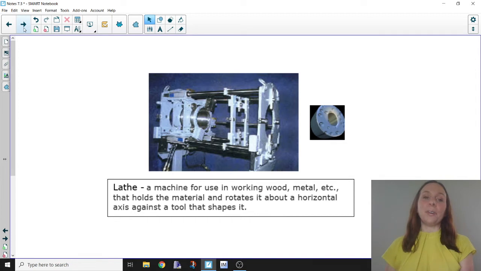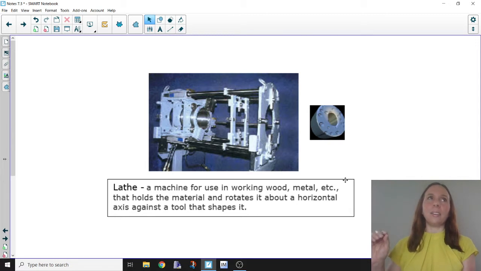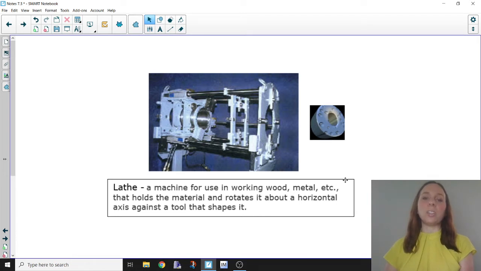At the beginning of your notes, you have a picture of what is called a lathe, okay? And if you don't know what a lathe is, there's a little definition for you here. It's a machine for use in working wood, metal, etc. that holds the material and rotates it about a horizontal axis against a tool that shapes it. And I just thought that was kind of a cool way to start, to think about what you're going to be doing with curves on the coordinate plane. You're going to be rotating those curves about the x-axis for these examples, and we're going to talk about the shape that results from that and how to find the volume of the shape.